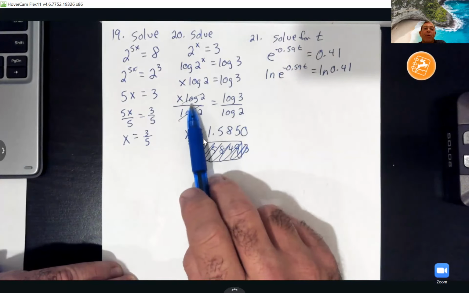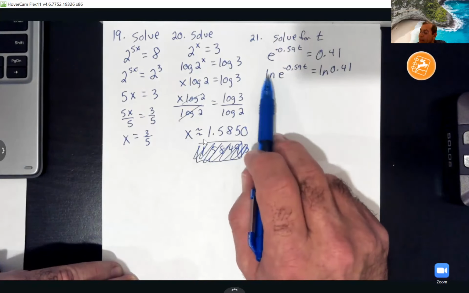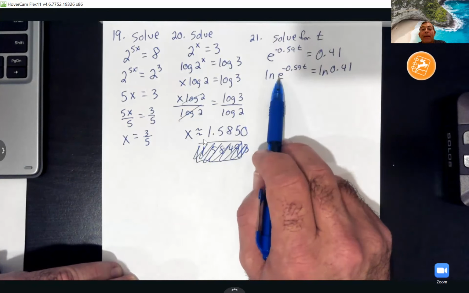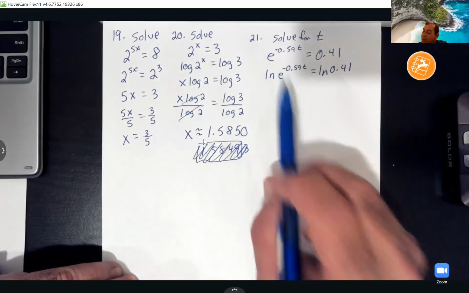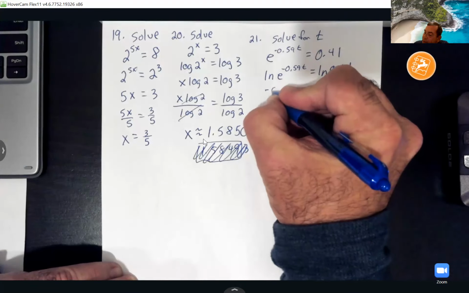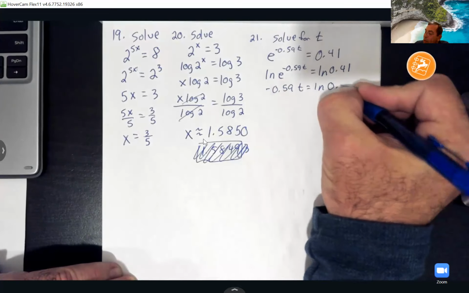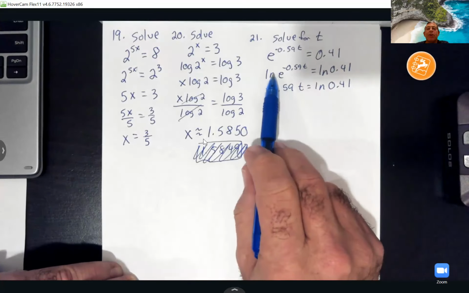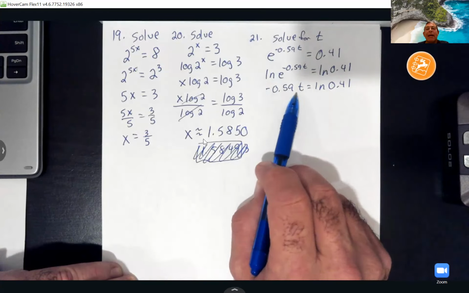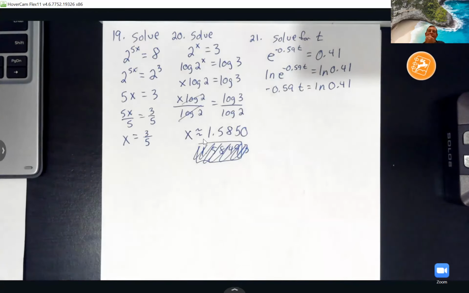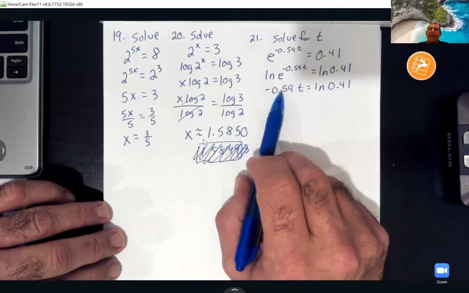Now, this one will be different from what I had over here. Since I did an ln of an e, this is like a log base e of e to an exponent. When you do the ln of an e, it's just going to equal the exponent on the left side. That's going to be negative 0.59t will equal the ln of 0.41. Because the ln of e part turns into a 1, and negative 0.59 times 1 is just a negative 0.59. So remember, the ln of e sort of gets rid of that ln on this side.